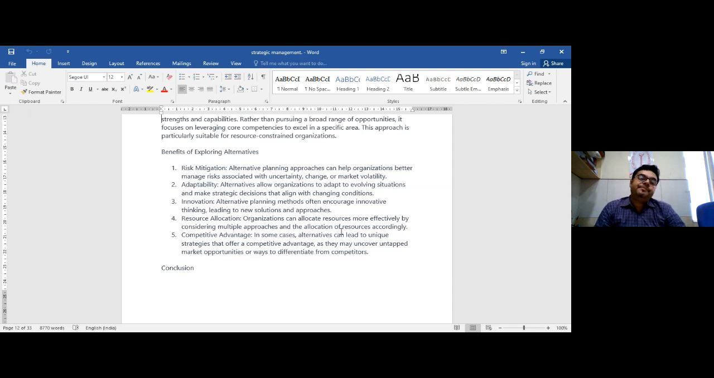Number three, innovation. So the innovation here is about the alternative planning methods, which would often encourage innovative thinking, leading to new solutions and approaches.